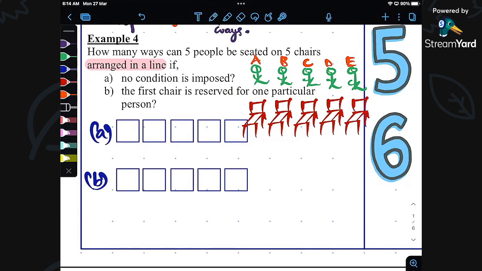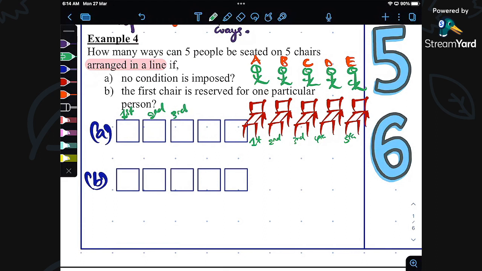Alright, let's go to example 4. How many ways can 5 people be seated on 5 chairs arranged in a line? So you're going to highlight this phrase, arranged in a line, if there is no condition imposed. What does it mean by no condition imposed? It means that any person can sit on the first chair. So this is the first chair, second chair, third chair, fourth chair, and the fifth chair. So I label it here in the first box.